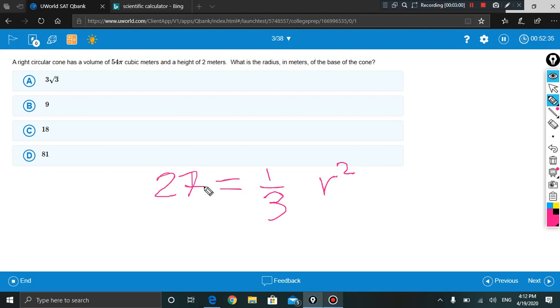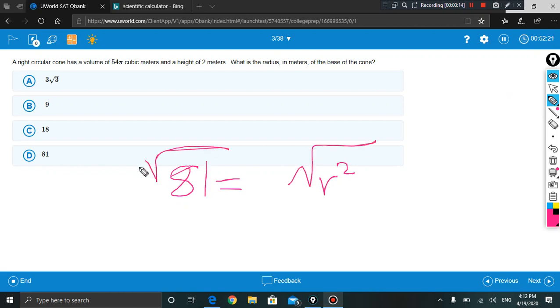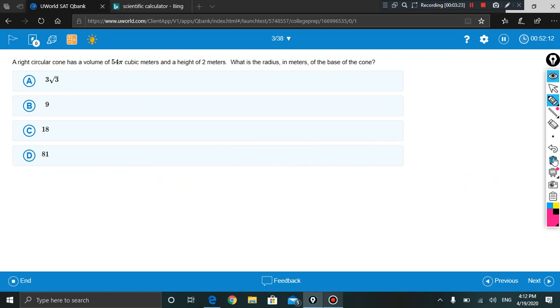Then we can multiply by 3 both sides. 27 times 3 is 81. Then square root both sides. Then r is equal to 9. For the second time the answer is 9, which is a little bit funny, but it's okay. What's the radius in meters of the base of the cone? It's 9. Next.